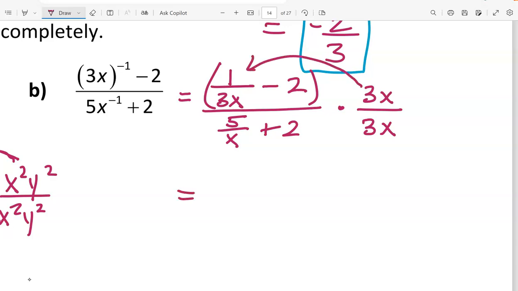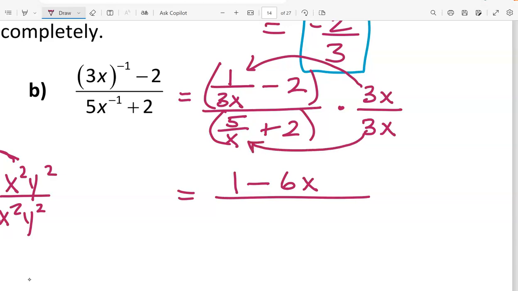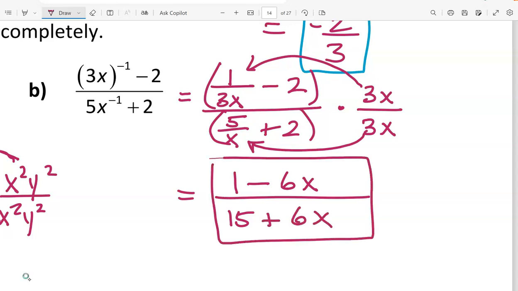Distributing to the first term in the numerator, we get a result of 1. To the second, minus 6x. In the denominator, distributing to the first term, that's 15, and then distributing to the second term plus 6x. There are no common factors that can be canceled. We could factor a 3 from the denominator, but that won't result in any cancellation. So that can be our final answer.